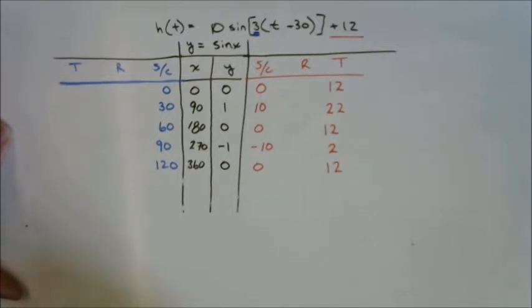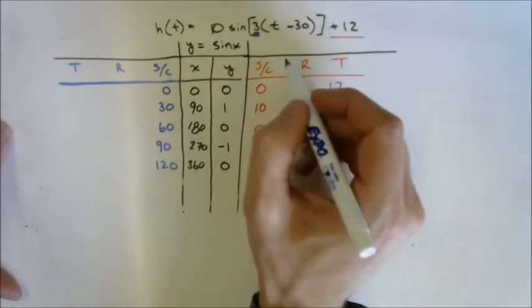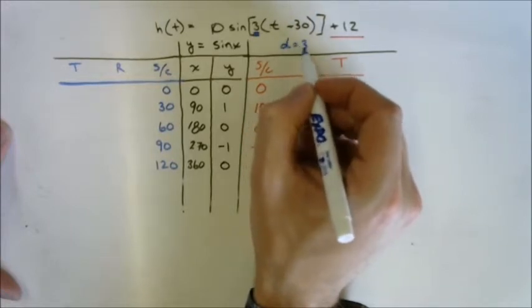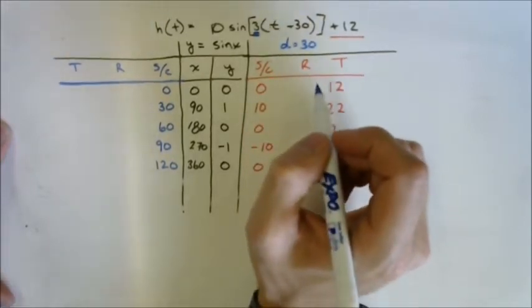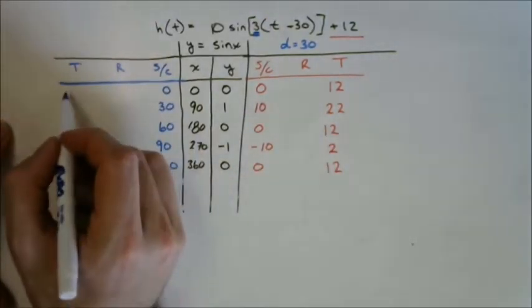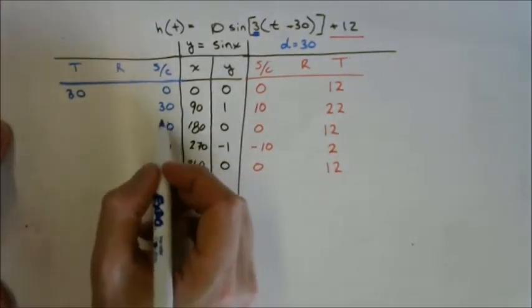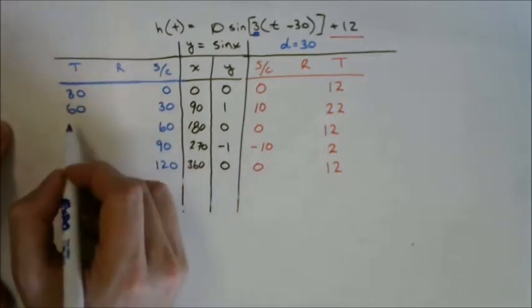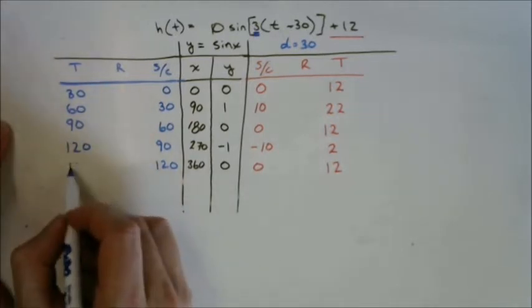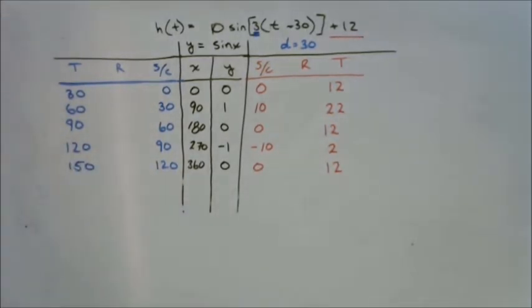There is no horizontal reflection, but there is a phase shift. Is d, what's the value of d? Positive 30. So we're moving to the right 30, so we're adding 30 to each of our values here. So 0 becomes 30, 30 becomes 60, 60 becomes 90, 90 becomes 120, and 120 becomes 150.